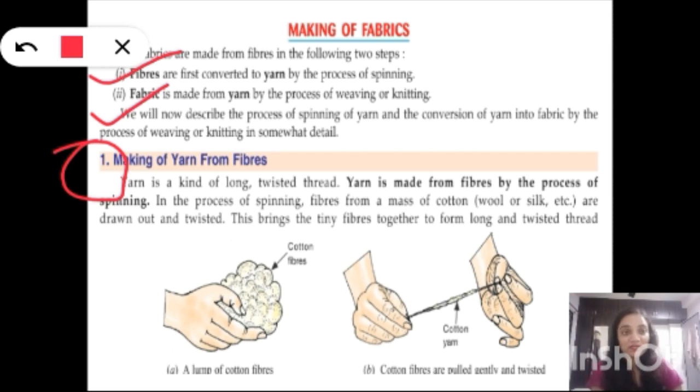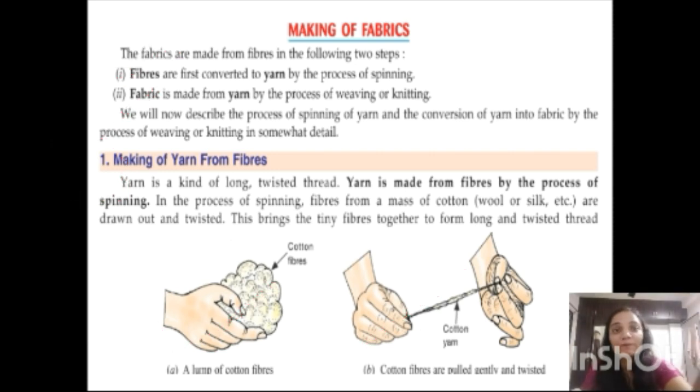Here you can see this is the cotton lump. With the help of this cotton lump, they spin it and convert it into yarn. This cotton lump contains thread-like strands called fiber. They are not yarn. These fibers are combined together and spun with each other and converted into yarn.